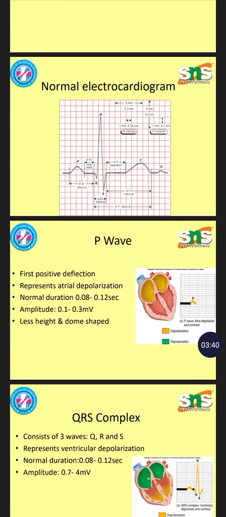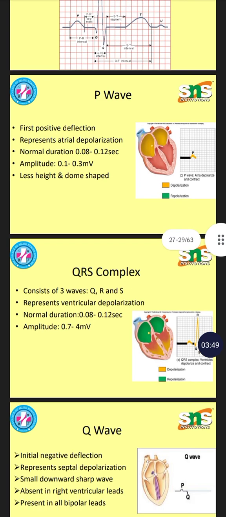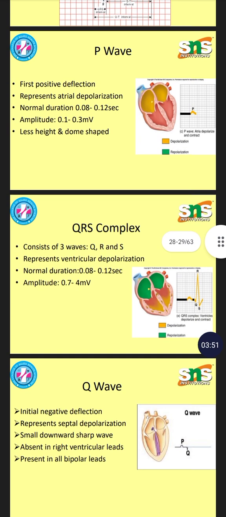Normal electrocardiogram. P wave. First positive deflection represents atrial depolarization. Normal duration 0.08 to 0.112 second. Amplitude 0.1 to 0.3 mV. Less height and dome shape.